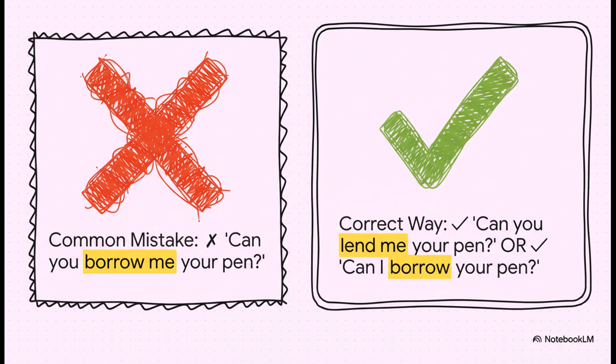So a very common mistake is to say something like, "Can you borrow me your pen?" That's actually incorrect, because the person who has the pen is the one who lends it. The person who needs the pen is the one who borrows it. So the right way to ask would be, "Can you lend me your pen?" Or from your side, "Can I borrow your pen?"